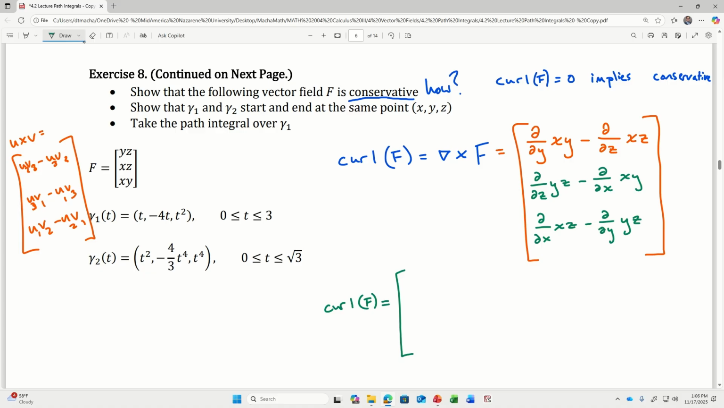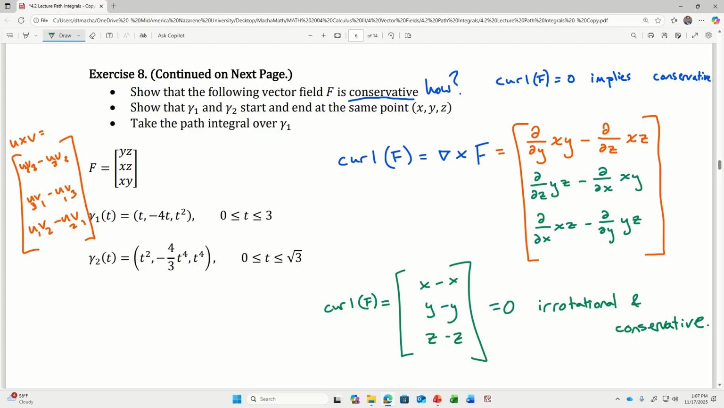So it's going to be x minus x, y minus y, z minus z. So it is irrotational, because the curl is 0, and conservative. Because if a vector field is irrotational, then the vector field is conservative. So that's how you do bullet point number 1. If I ask you to show that a vector field is conservative, that's how you do it.